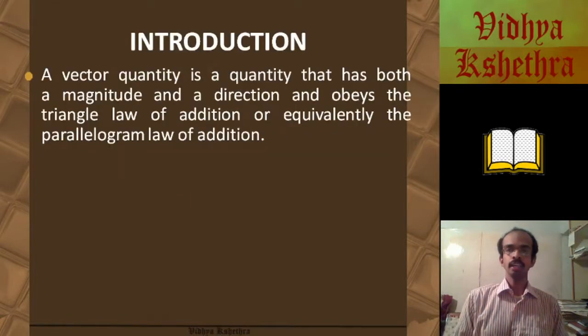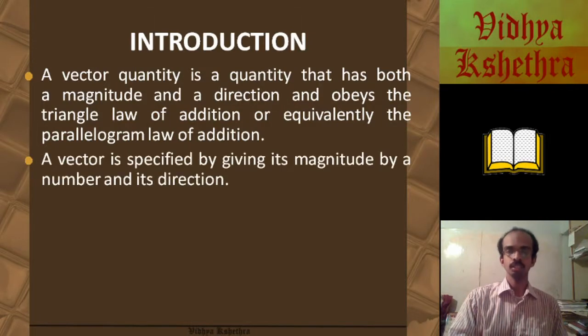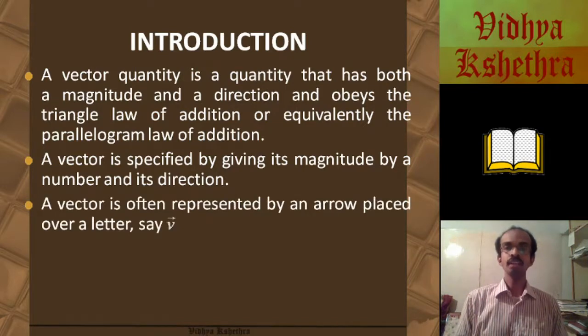A vector quantity is a quantity that has both a magnitude and a direction and obeys the triangle law of addition or equivalently the parallelogram law of addition. That is, a vector quantity has got magnitude and direction. A vector is specified by giving its magnitude by a number and its direction. A vector is often represented by an arrow placed over a letter as shown. Here, a vector is shown. That is, here V, there is an arrow on top of it.